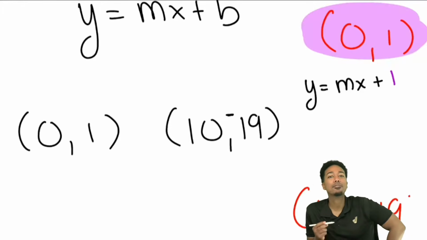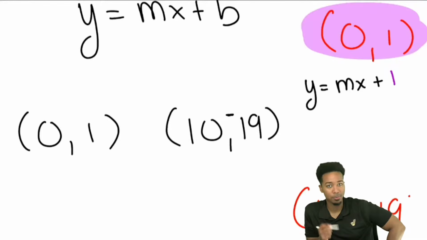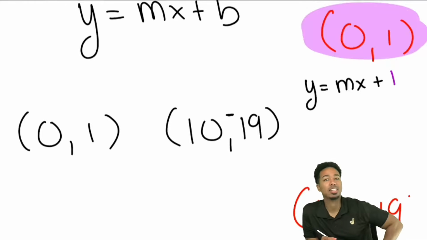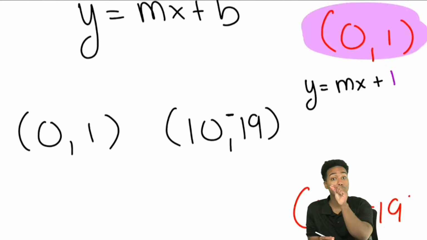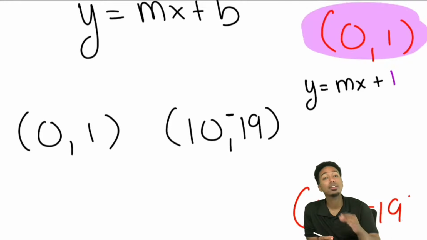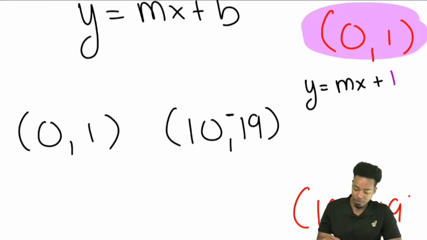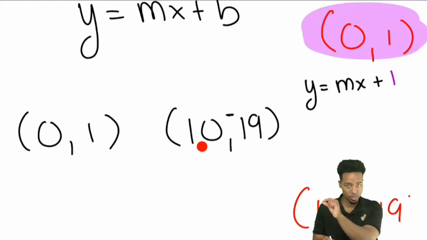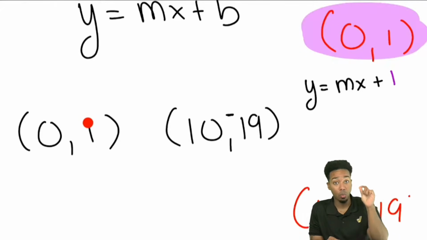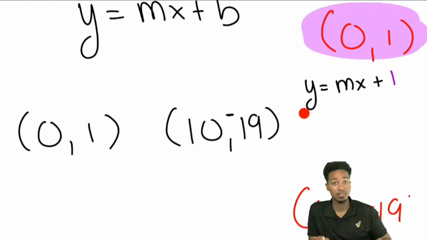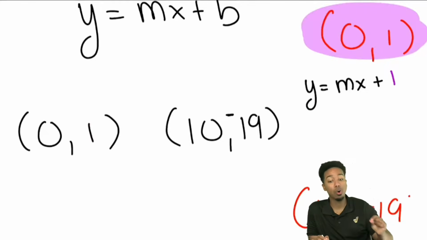Everyone, if the line is going down, what do we know about the slope? What do we know? The slope has to be negative. A negative slope means the line is going down. If the slope is positive, the line is going up. In this case, from 0 to 10, going to the right, we see that it's going from 1 down to negative 19. That line is going down.